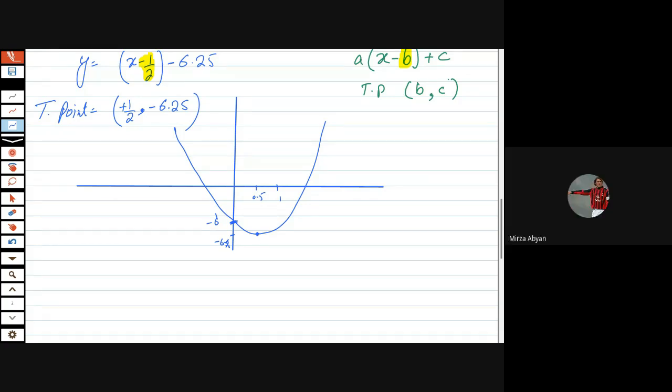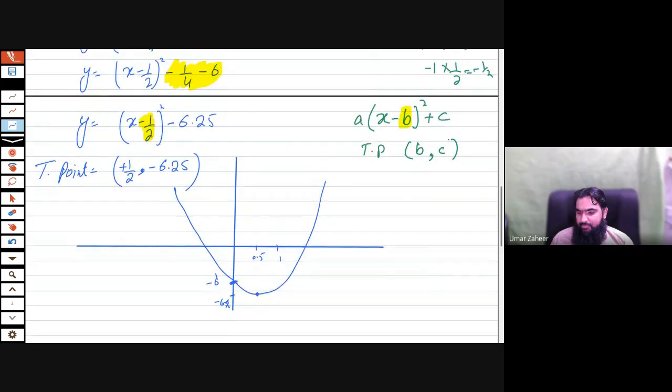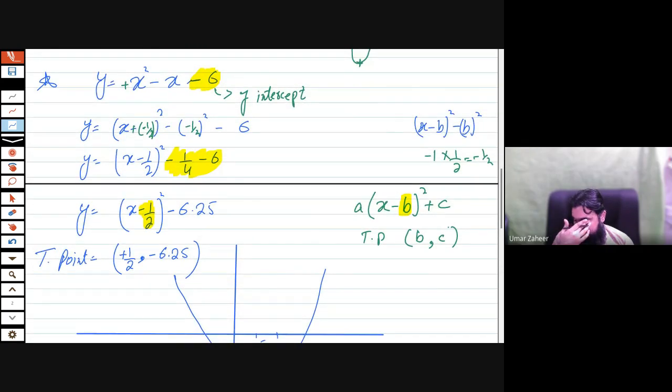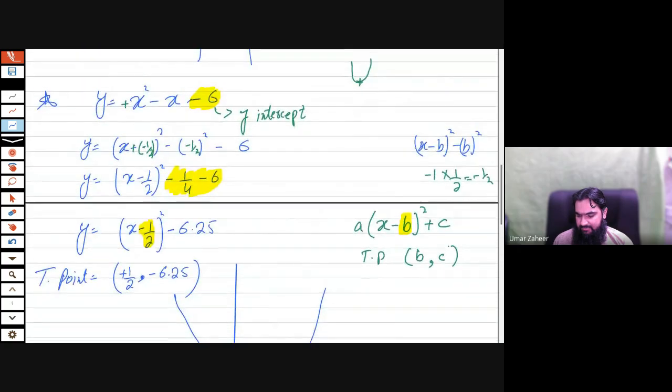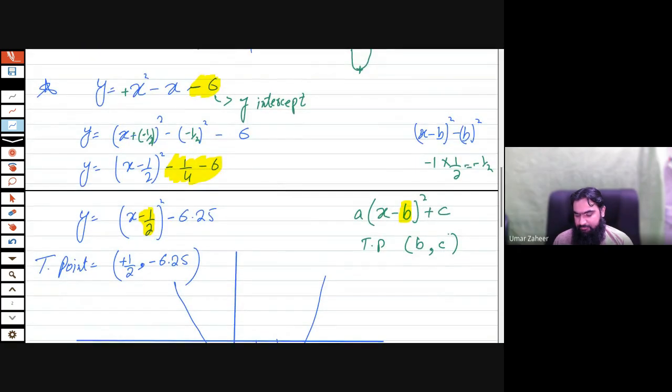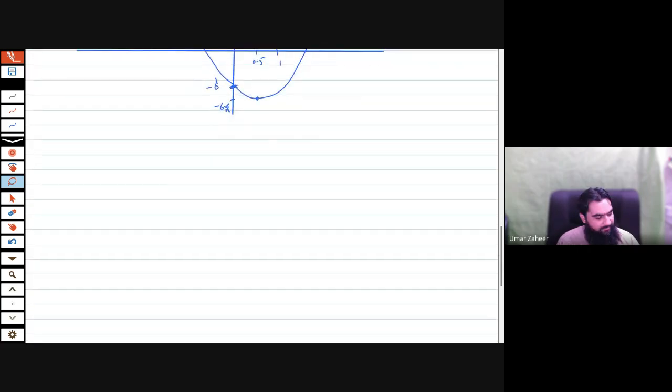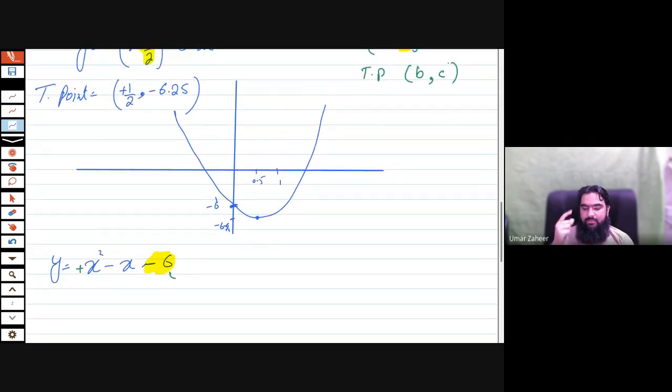Okay, you know that it is a quadratic equation and you are able to simplify it. In a quadratic graph, the first important point is the turning point, the second thing is the y-intercept, and the third thing is the x-intercept.